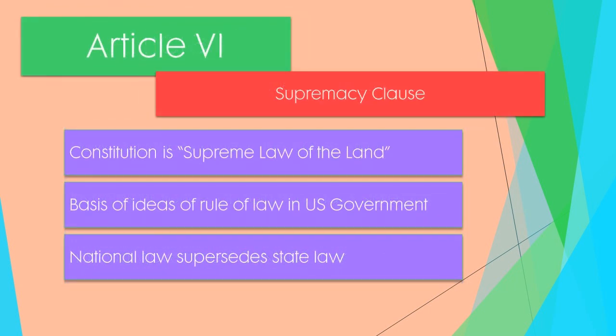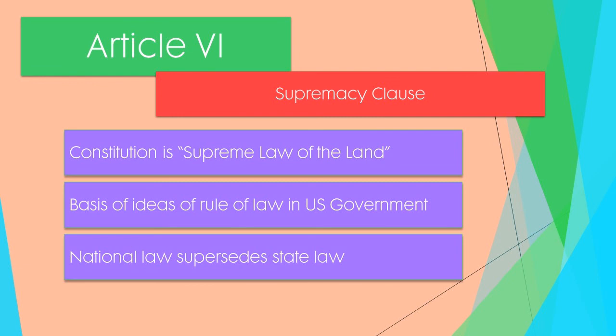Article 6 is really important to deal with how the Constitution functions. We call this the Supremacy Clause. It tells us that the Constitution is the supreme law of the land. The Constitution is above all other things, over any office, over any law passed, over any treaty agreed to. The Constitution supersedes all of those.